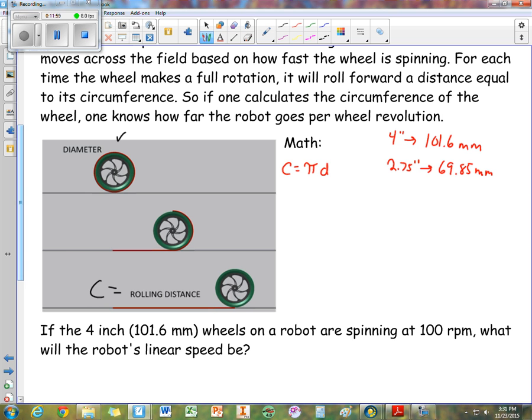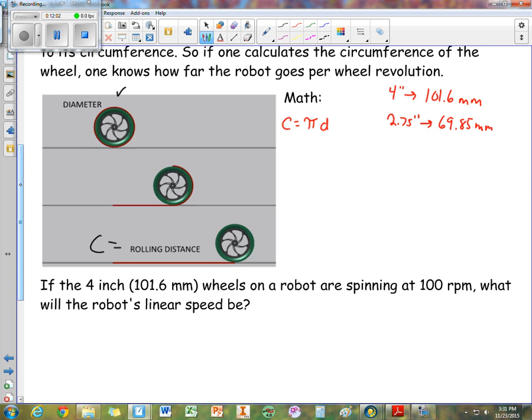So if we want to know how far the wheel travels for one rotation, well, for the 4-inch wheel, the circumference equals pi times diameter. So that would equal pi times 101.6 millimeters. So the distance would equal 319.02 millimeters. We can convert this into centimeters. This would be the same thing as 31.9 centimeters.